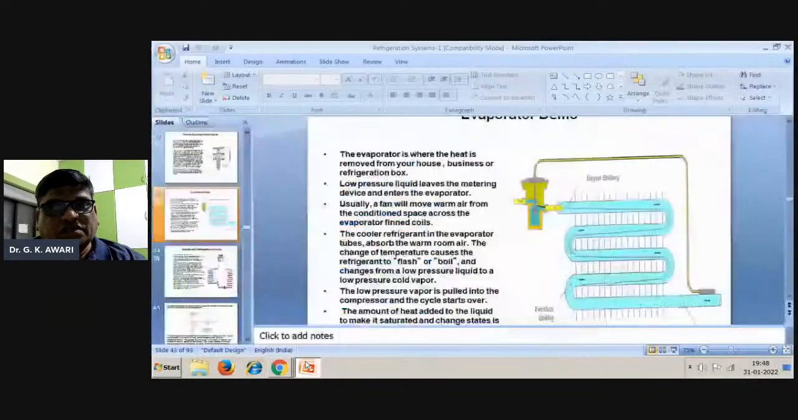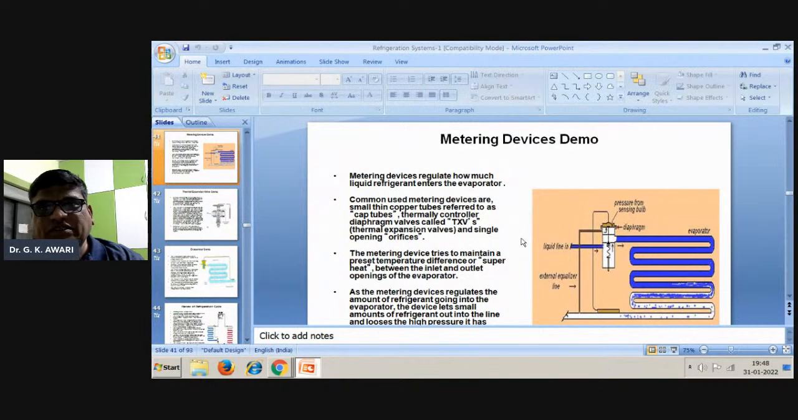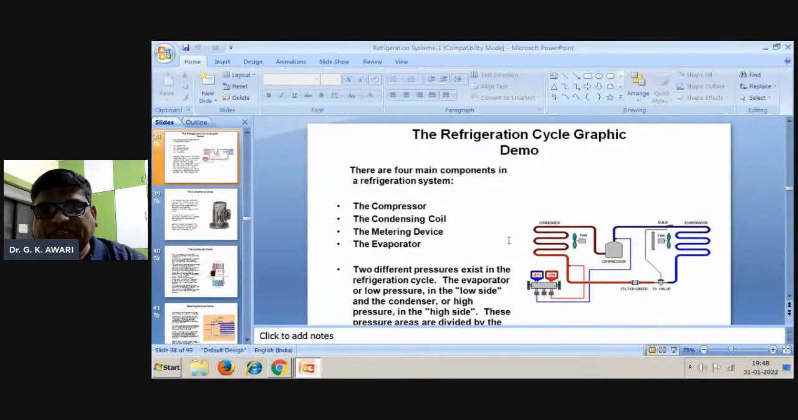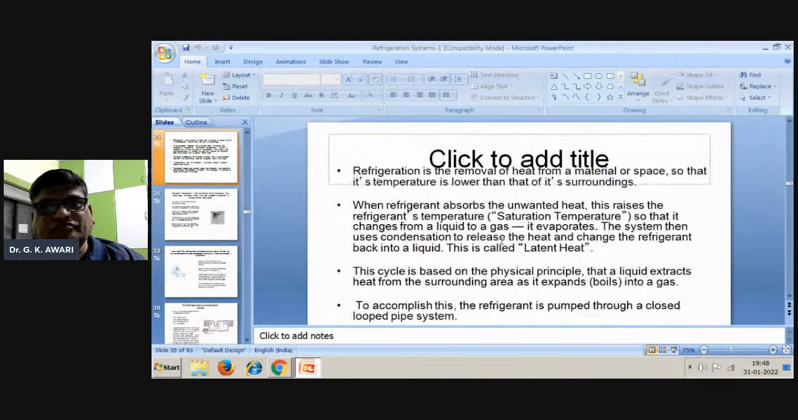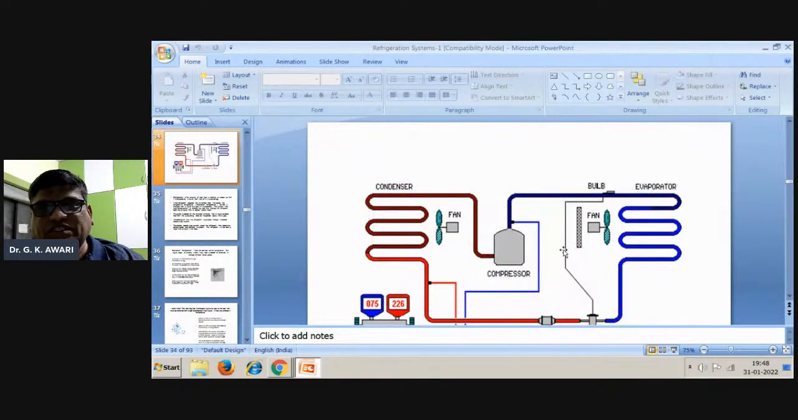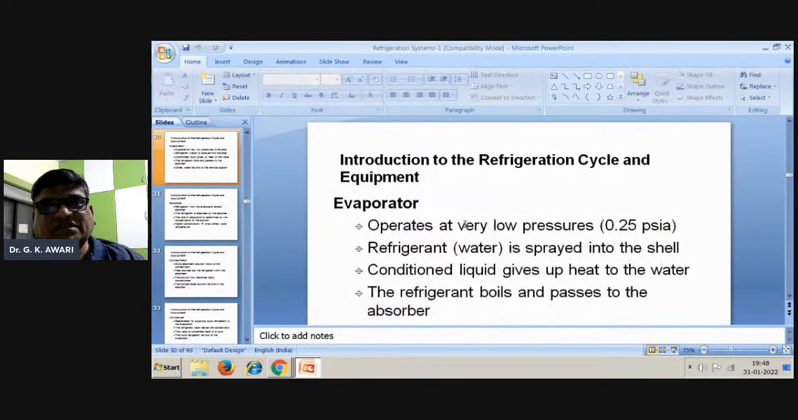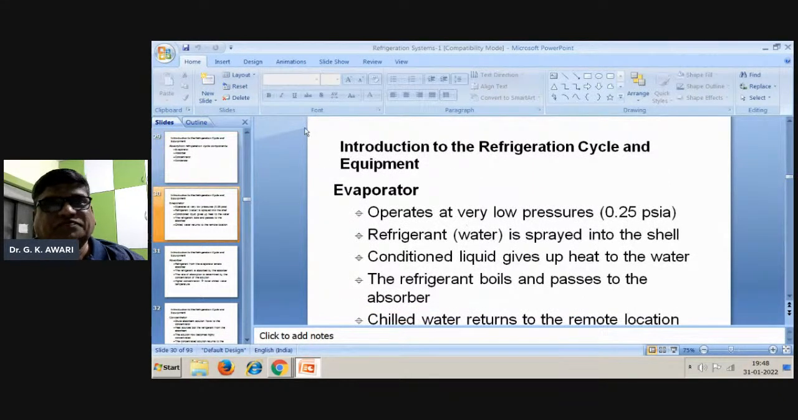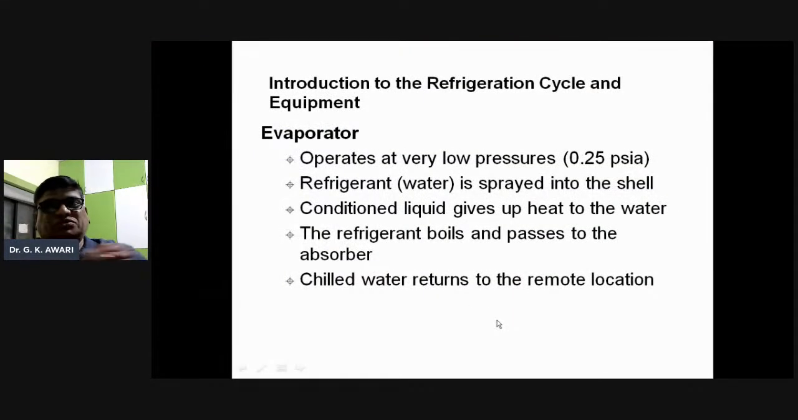Yes. So, let me continue with the topics from where we left off last time, and now we will take the remaining topics in the refrigeration system. Okay. So, introduction to the refrigeration cycle and the equipment.